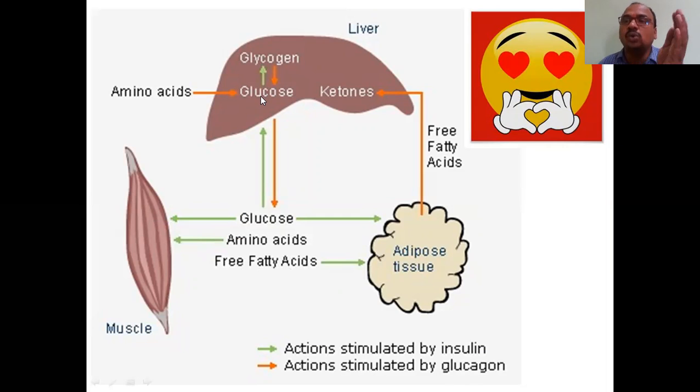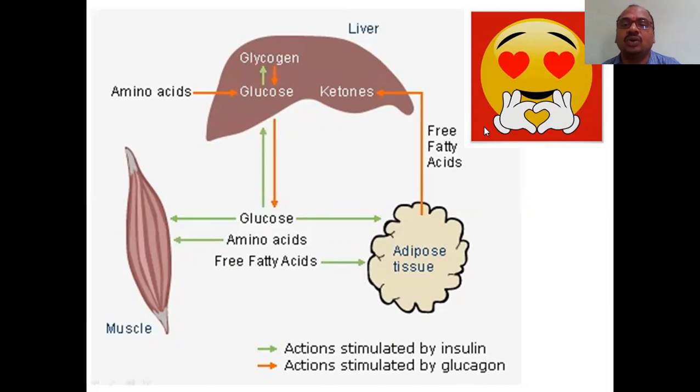Now you come to the orange color: actions stimulated by glucagon. Glucagon does the opposite of insulin here also. Glycogen is converted into glucose, and the glucose will be released into the blood. That is glucagon. What insulin does, glucagon will do the opposite.